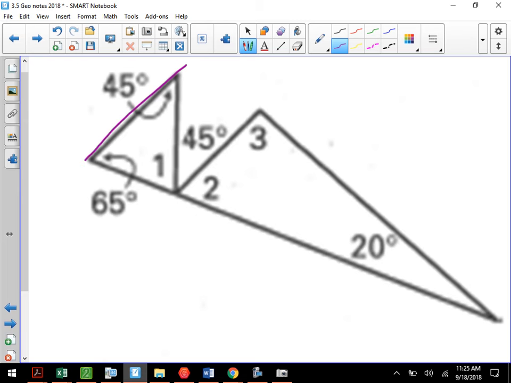You kind of have to start here. 45 and 65 gets you 110. How many degrees are left then for angle 1? 70. Okay. Now from here to here is a line, isn't it? Those three angles have to add up to equal 180. So what's 70 plus 45? It's 115. Means how many degrees are left then to get you to angle 2?